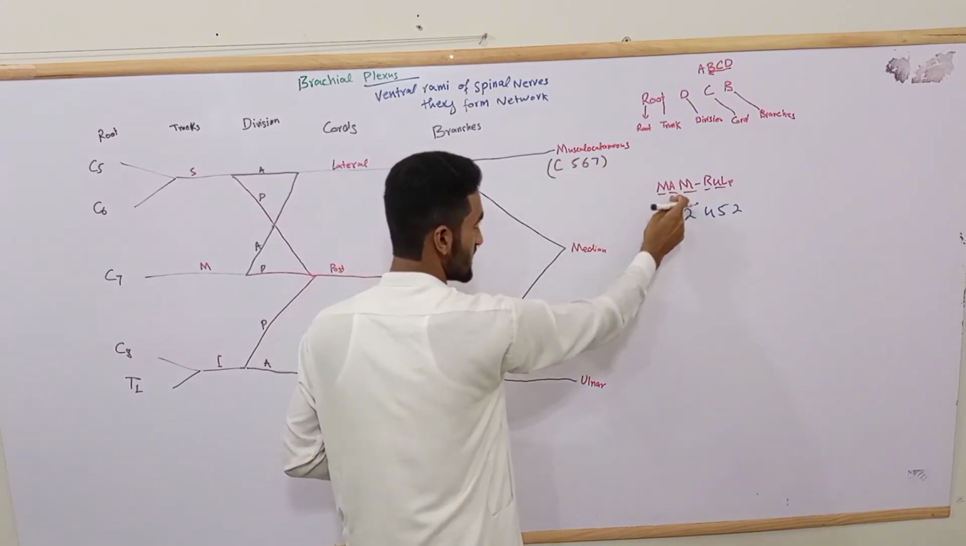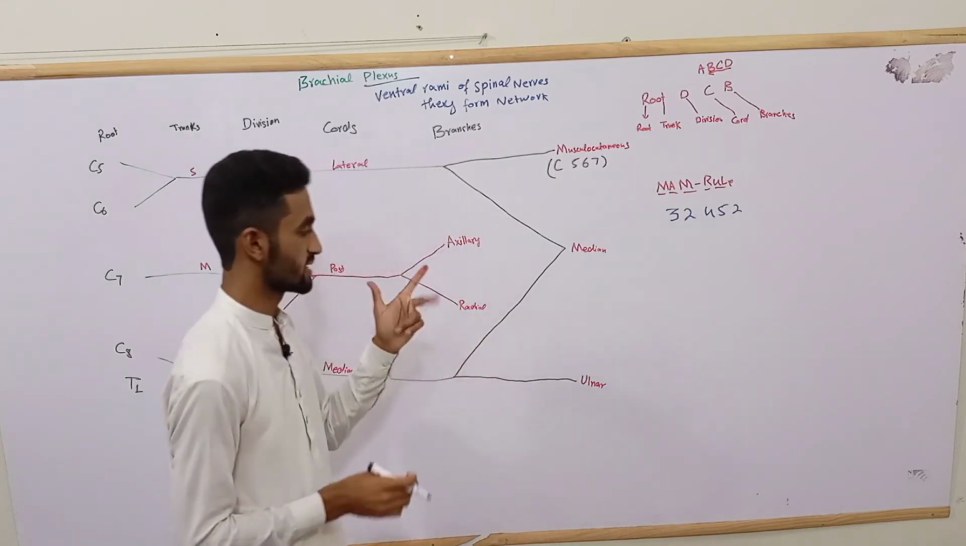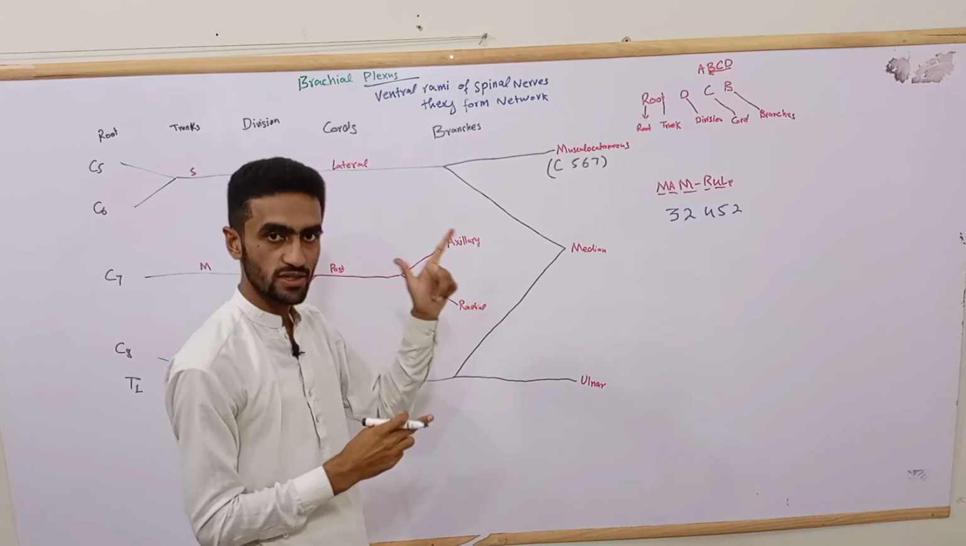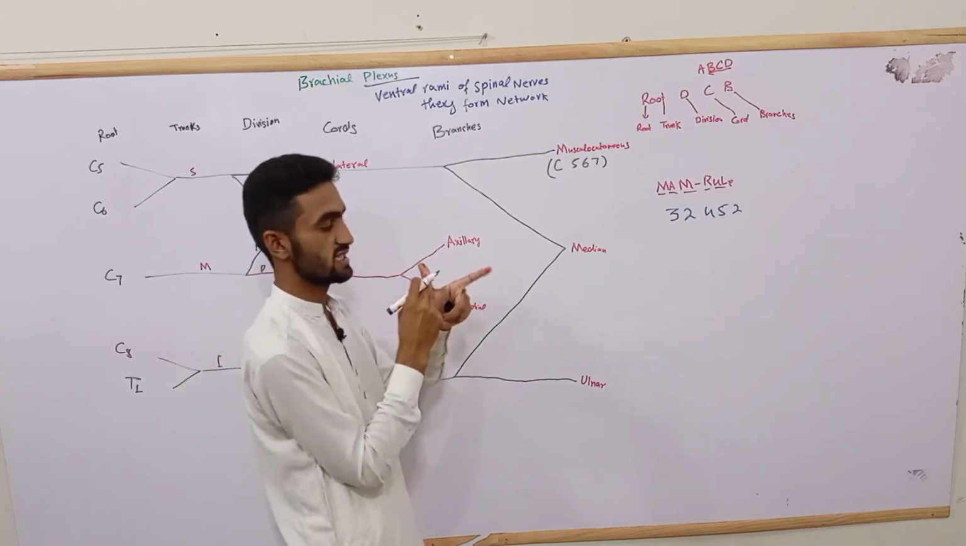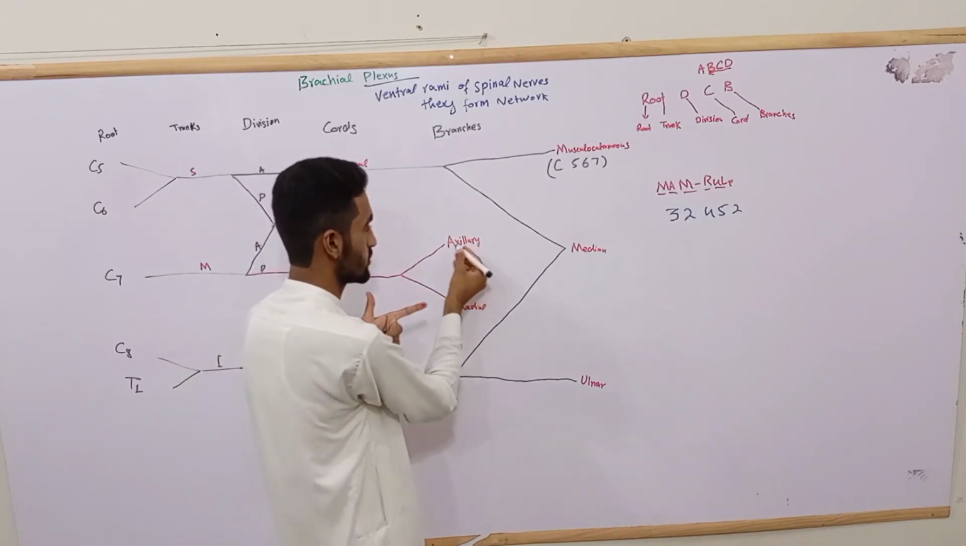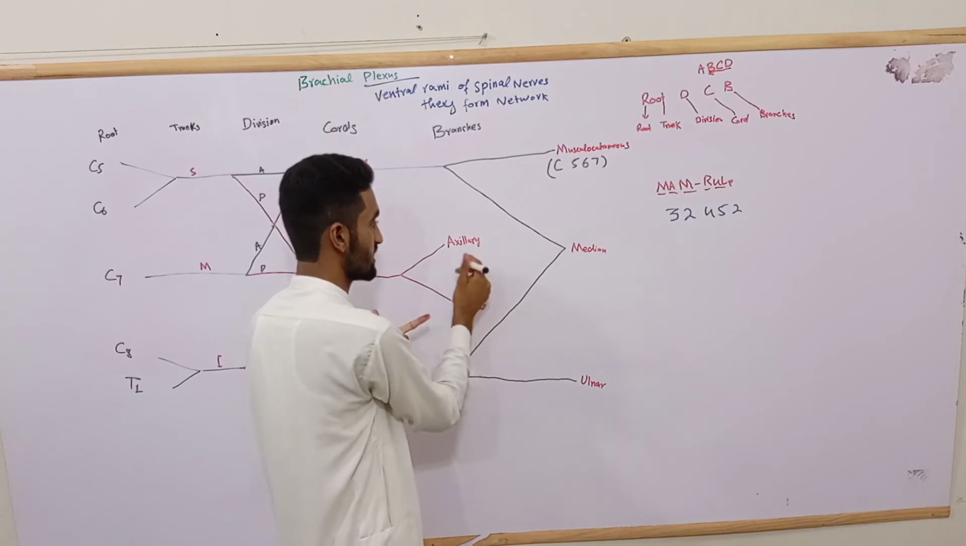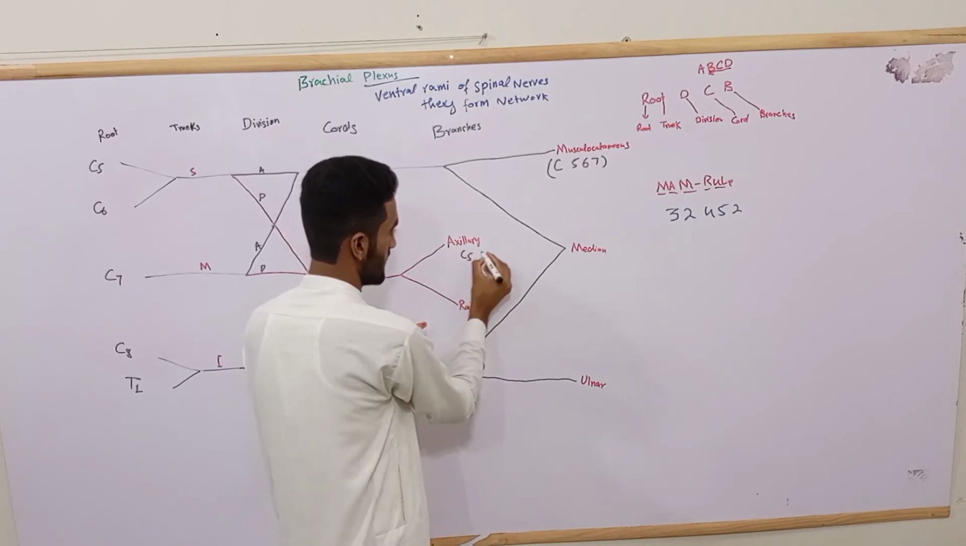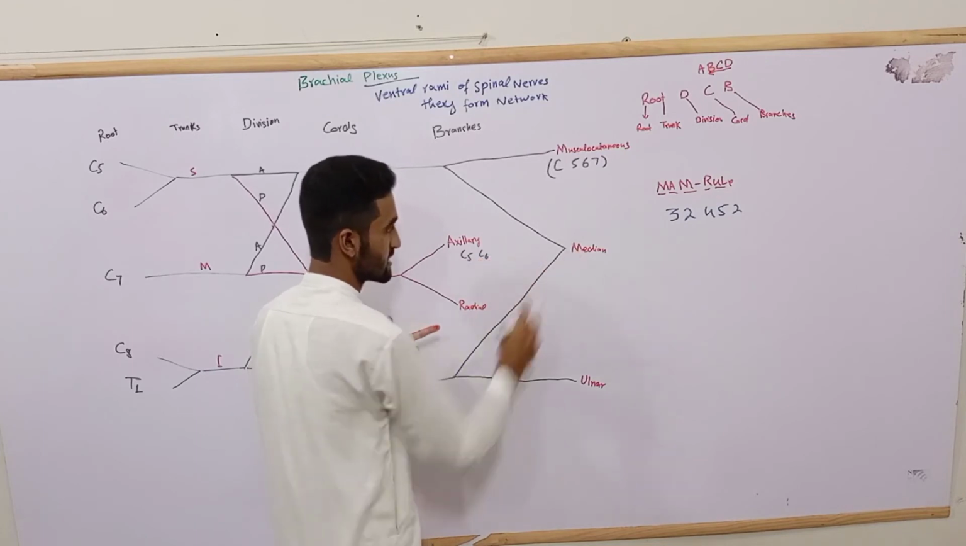Now second is A, axillary. So axillary, because 3, 2, these two. So 3, 2 means this is the 5 and 6. So the root value for the axillary is C5 and C6.